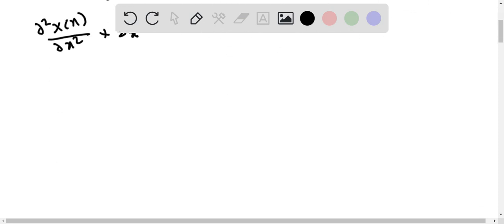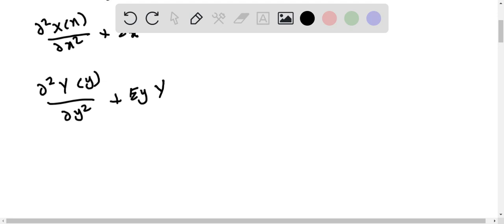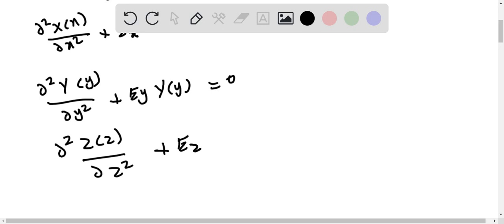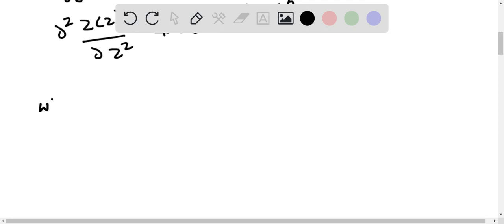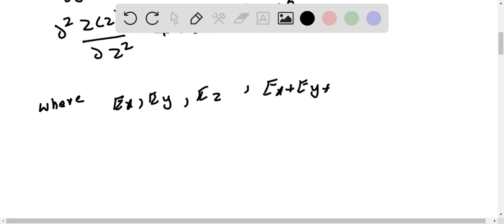this is equal to the second partial derivative of Y(y) over partial y squared plus E sub y times Y(y) is equal to 0, and the second partial derivative of Z(z) with respect to z squared plus E sub z times Z(z) is equal to 0, right? And Ex, Ey, and Ez are constants, and this satisfies that Ex plus Ey plus Ez is equal to 8 pi square m over h square times E, right?